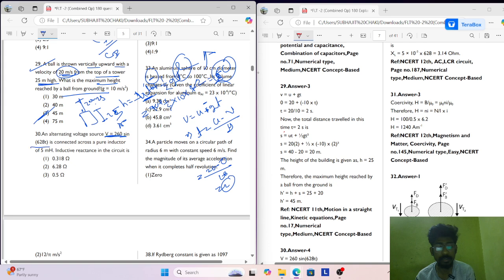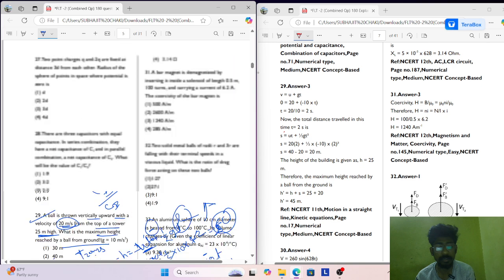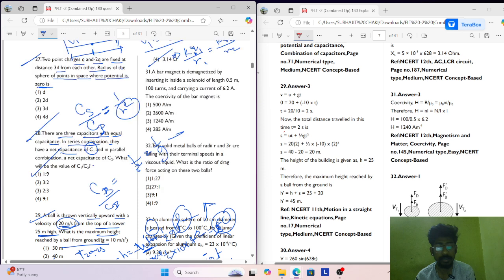V is given, connected to act as a pure inductor, find its inductive reactance. XL equals omega L. Omega equals 2 pi f, sorry, omega is already given, because we know V equals V naught sine omega t. So omega is 628. L is 5 into 10 to the power minus 3. So this is 3140 into 10 to the power minus 3. That is 3.14. Option number 4 will be the correct option here.